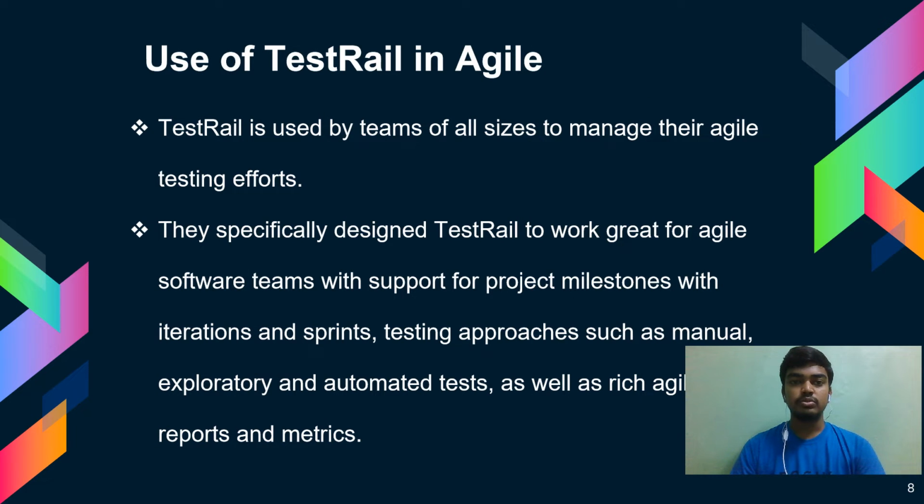The main use of TestRail in Agile software testing is for teams of all sizes. TestRail was specifically designed to work great with any software testing methodology and approach, especially for Agile projects. Use TestRail to efficiently manage and track your manual, exploratory, and automated tests. It's easy to organize your test plans and manage your iterations, sprints, and releases. They specifically designed TestRail to work great for agile software teams and support project milestones by iterations.